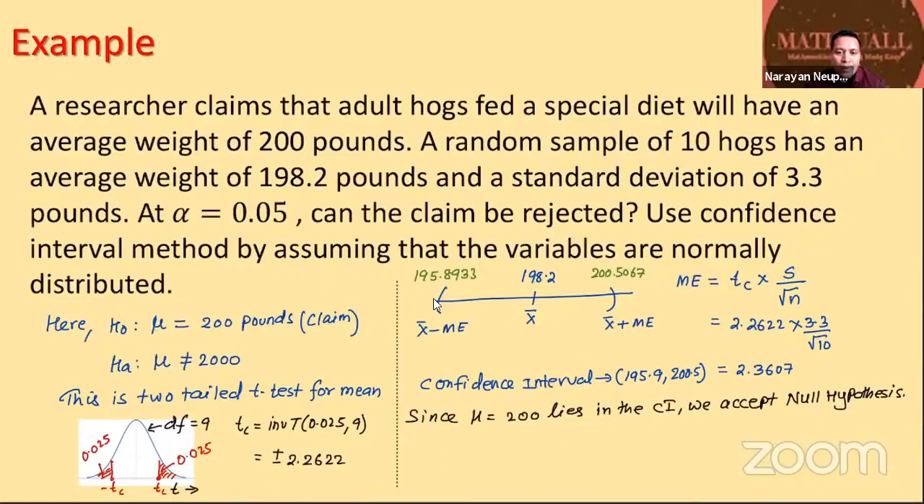So in the fourth step, we check whether the hypothesized parameter lies in the confidence interval constructed or not. If it lies there, we fail to reject or we accept the null hypothesis. If the hypothesized mean does not lie in that interval, we reject the null hypothesis. In this case, we accept the null hypothesis and reject the alternative hypothesis. That means we are supporting the claim. The meaning of that is, at 5% significance level, there is enough evidence to support the claim.